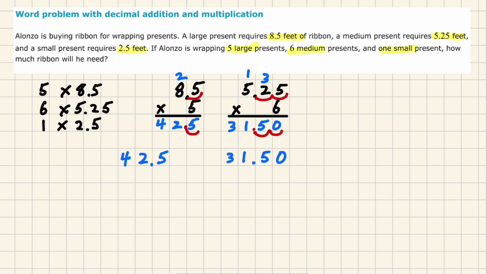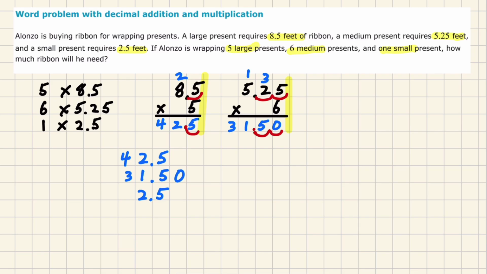For the small one, there's only 1, and so that will be just 2.5 feet. When we were multiplying these decimals, we lined up the right-hand sides, but now these 3 values need to be added, and to add, we need to line up the decimals. So moving this 31.50 underneath, we would align those decimals. We also need to add that one small package, aligning those decimals.